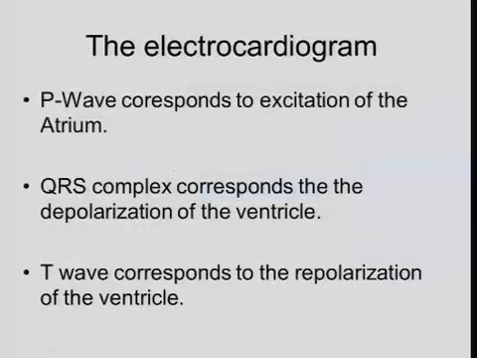So the electrocardiogram, and this will be mentioned to you again later, you need to know these things. The P wave corresponds to the excitation of the atrium. The QRS corresponds to the depolarization of the ventricle. And the T wave corresponds to the repolarization phase of the ventricle.